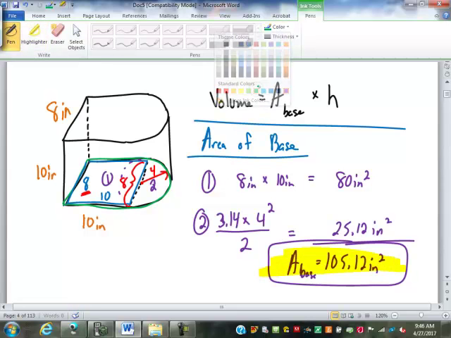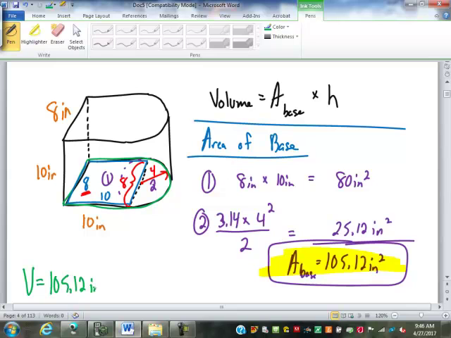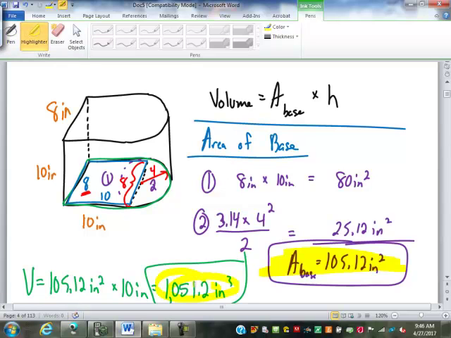We use that then to find our volume. Take the area of our base, 105.12 square inches, times our height of 10 inches. So that becomes 1,051.2 inches cubed. There's my volume right there. So that's my solution. That is the volume.